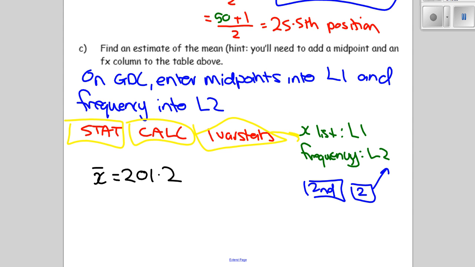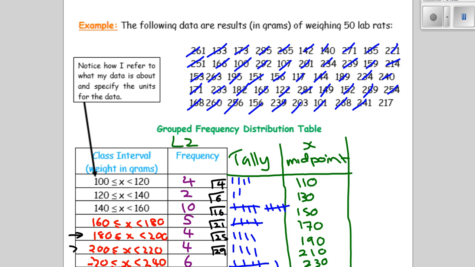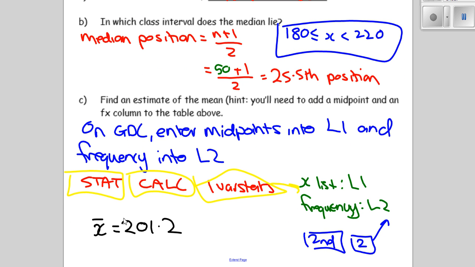So what are the units basically? If I asked for a unit for your mean, what would it be? Weight in grams? Yeah, in grams. So it would be grams. You are right.